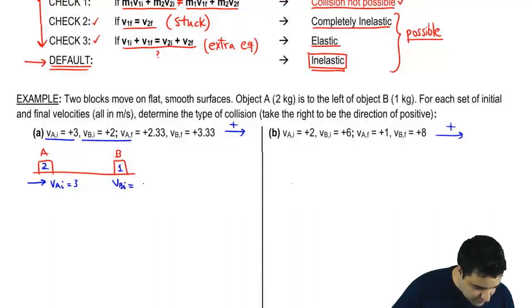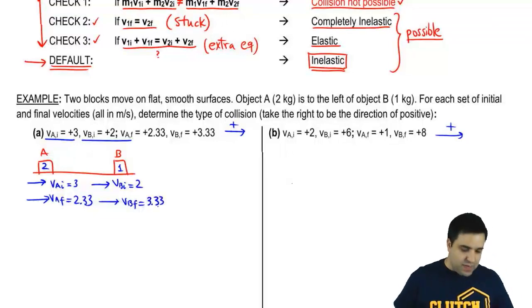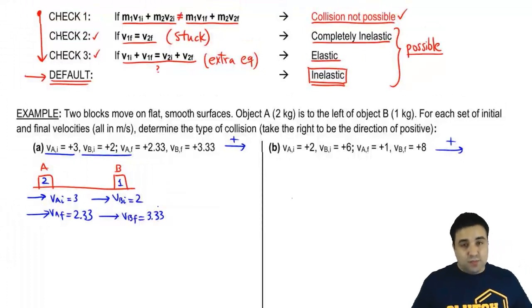VB initial is 2. VA final is 2.33. And VB final is 3.33. Okay? The first thing I have to check is, is this even a possible collision?